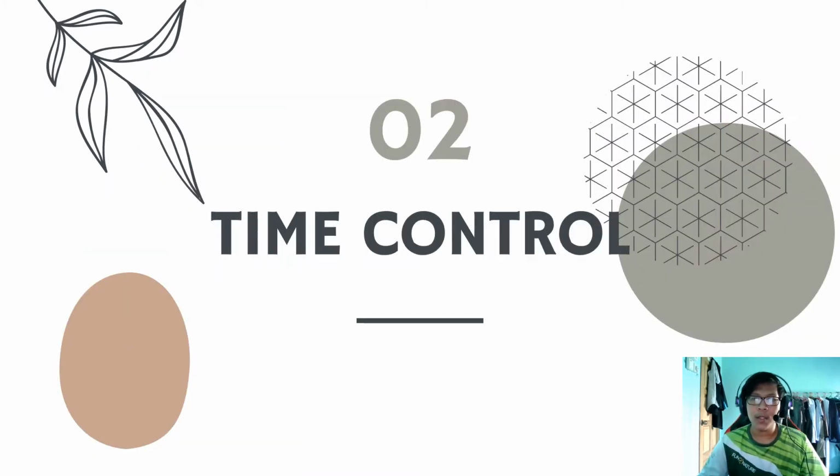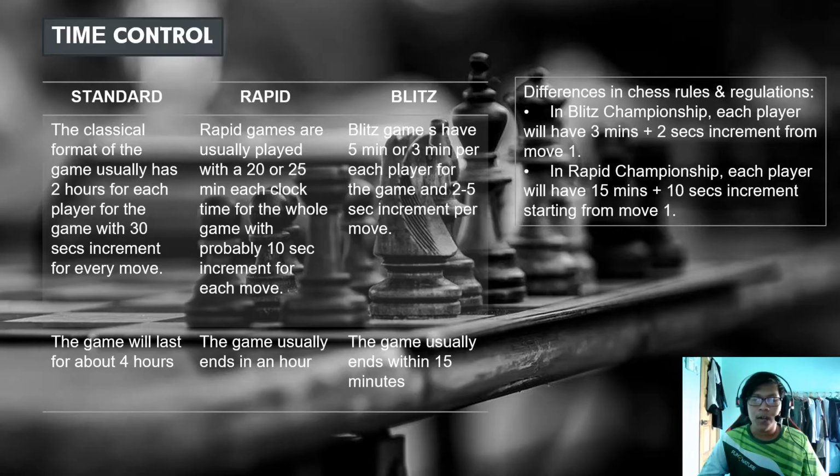Moving on to the second part, which is time control on chess. So for this time control on different modes of chess, there are standard, rapid, blitz, and actually there is one more, bullet, but I will explain on these three only. First, for standard, it is sometimes called classic, which has the format of 2 hours for each player for the game with 30 seconds increment for every move, and the game will last for about 4 hours.